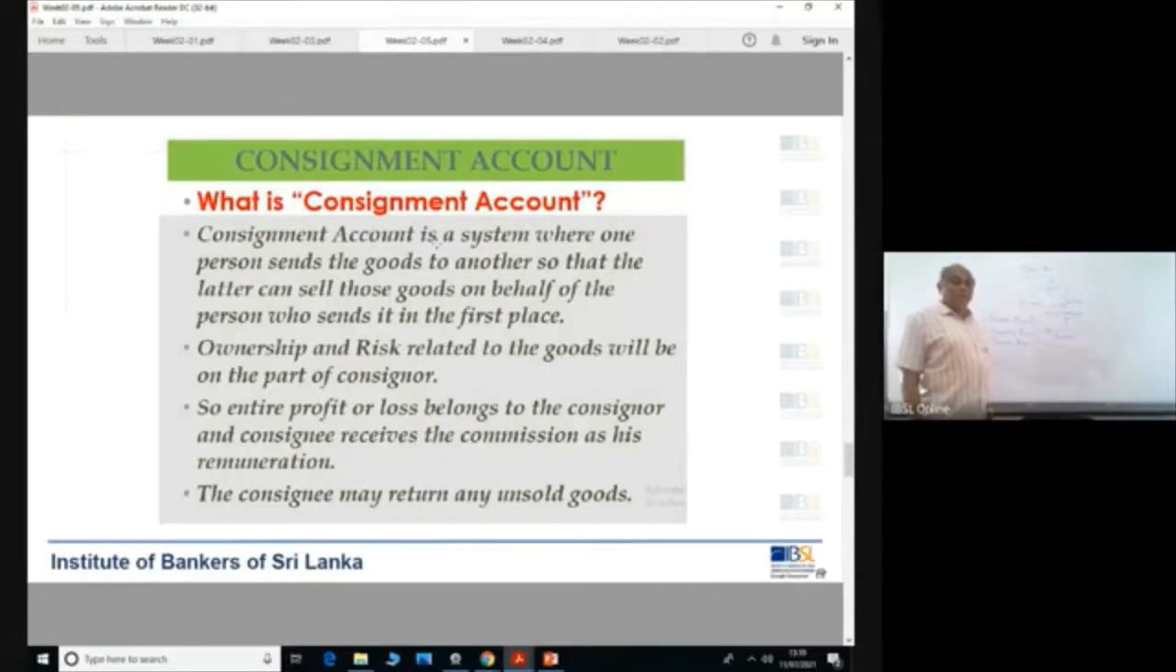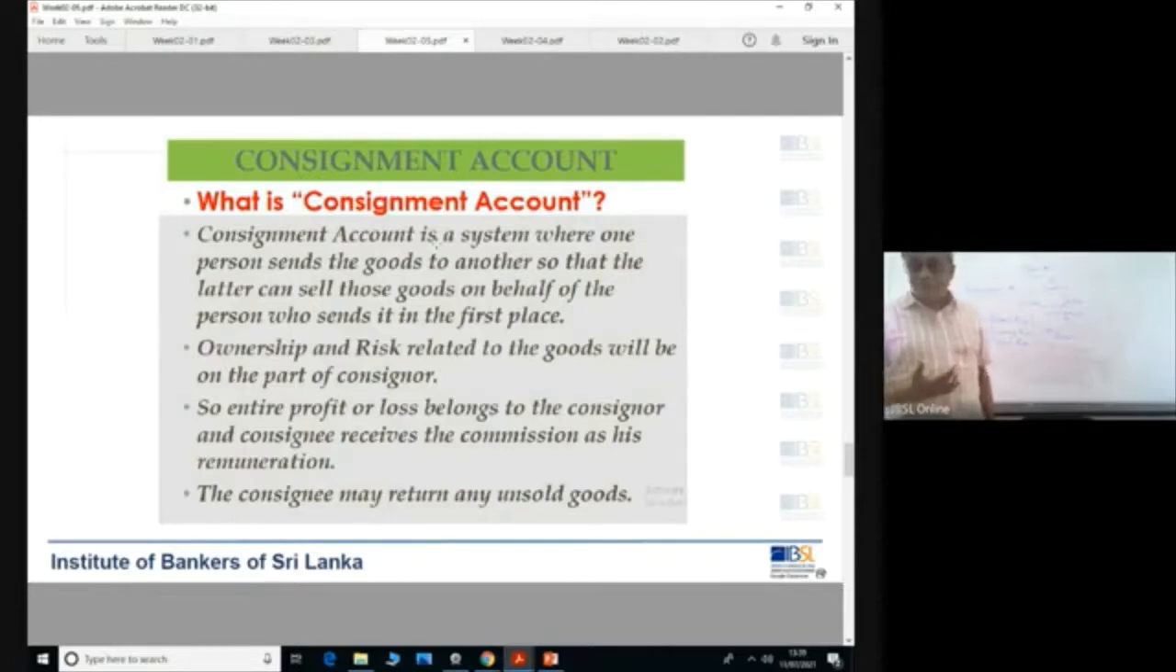Consignment account. Documents sent on consignment account. What is this consignment account? Consignment account is a system where one person sends the goods to another so that the latter can sell those goods on behalf of the person who sent it in the first place. That is what is happening in this transaction.